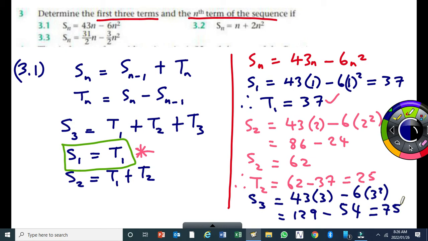That's the same thing here. We have got T1, we have got T2. The sum of those two is what? Now we have got the sum of all 3. It's what? 75. So what's T3? Thank you. 75 minus what? 62. 25 is T2.